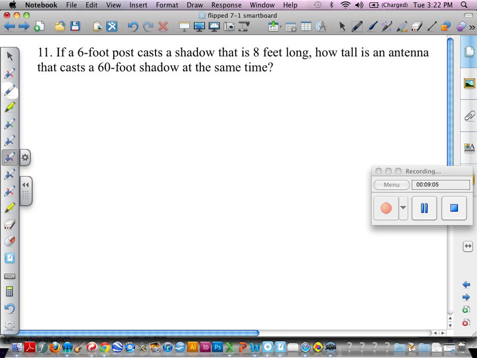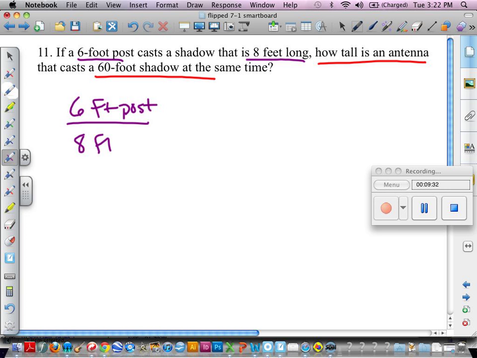All right, let's take a look at our last one. If a 6-foot post casts an 8-foot shadow, 6-foot post has an 8-foot shadow, how tall is an antenna that casts a 60-foot shadow? So the 6-foot post has a shadow that's 8 feet long. So I have a 6-foot post and it casts an 8-foot shadow, and I'm abbreviating. So now that equals, how tall is an antenna that casts a 60-foot shadow?